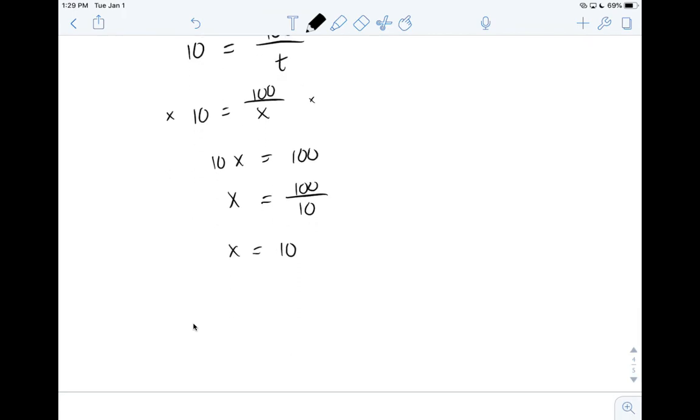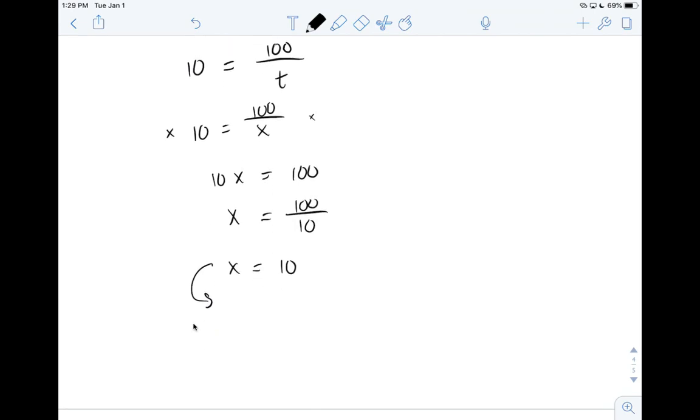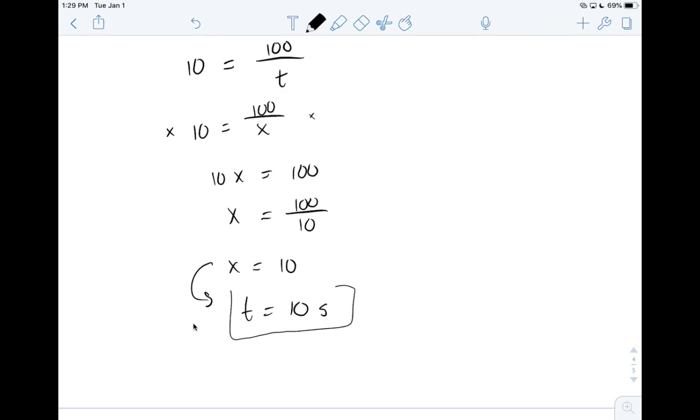Okay, just remember to switch back to the variable you're really supposed to use if you're doing that. So in our case, that was time. So time is equal to 10. And then the units that go with time are seconds. So 10 s. And this is our final answer.